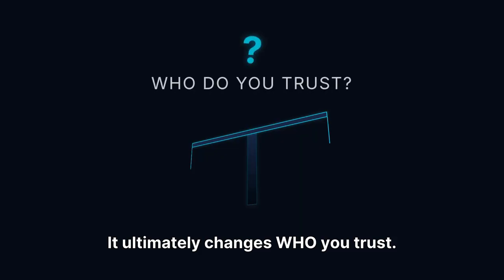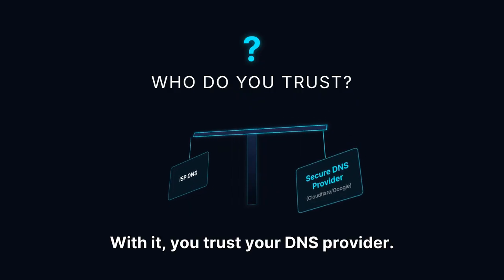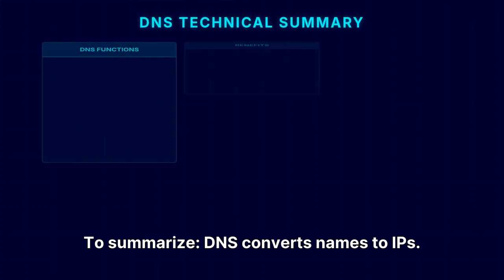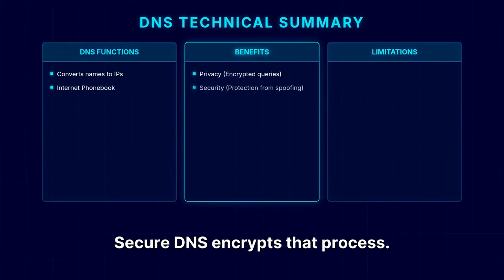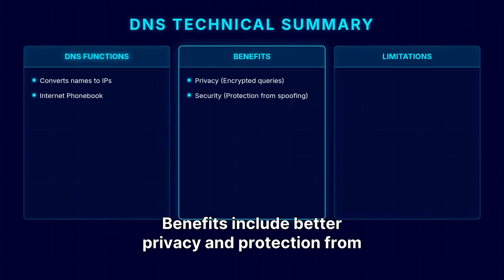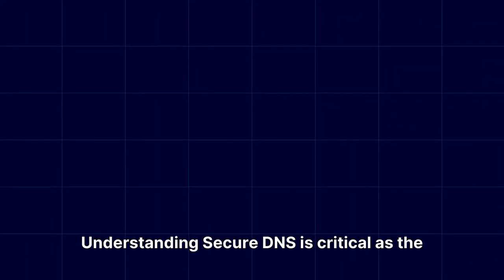It ultimately changes who you trust. Without secure DNS, you trust your ISP. With it, you trust your DNS provider. To summarize, DNS converts names to IPs. Secure DNS encrypts that process. Benefits include better privacy and protection from manipulation on public Wi-Fi. Understanding secure DNS is critical as the web moves toward encryption.